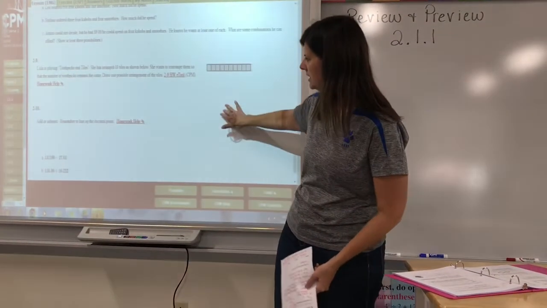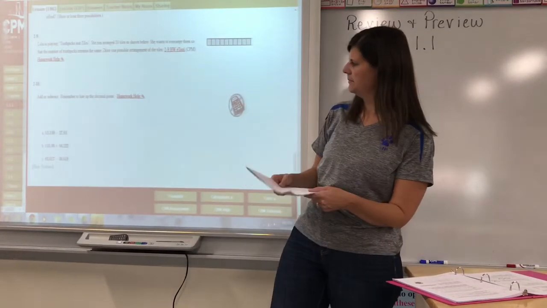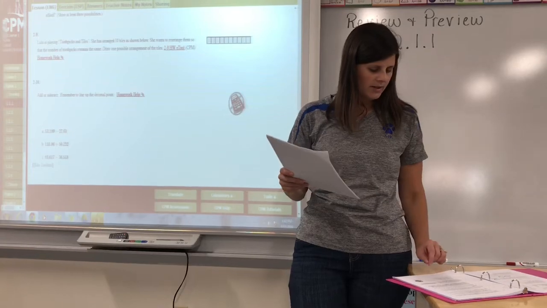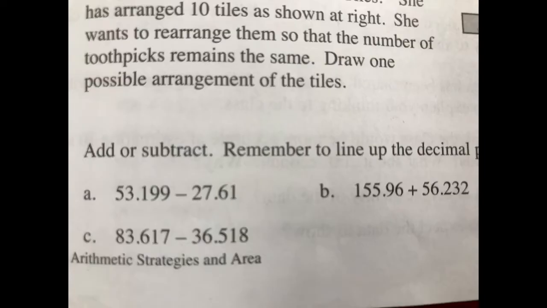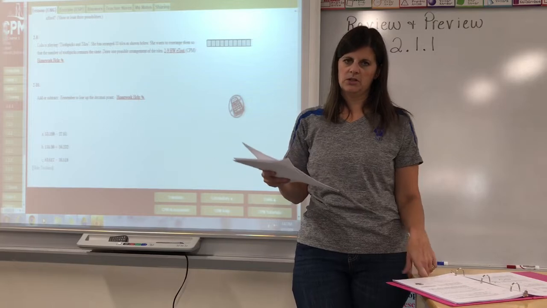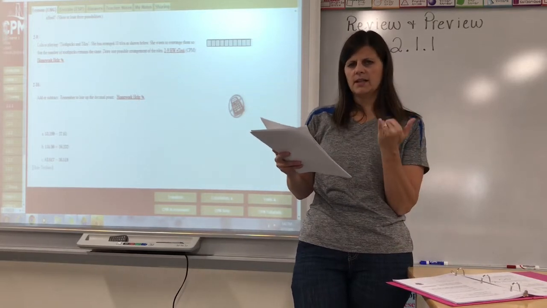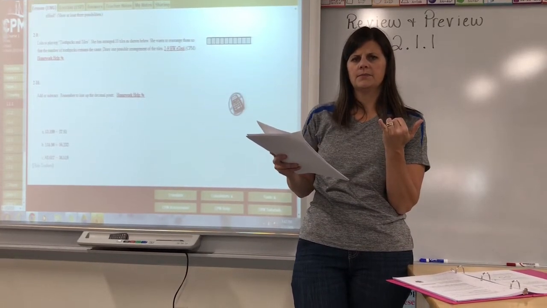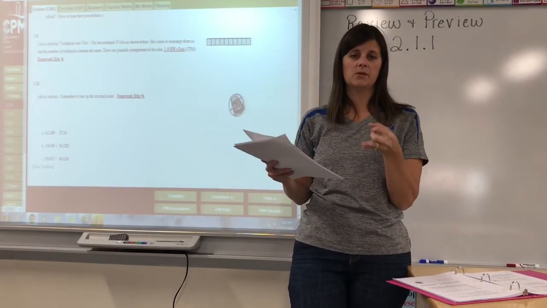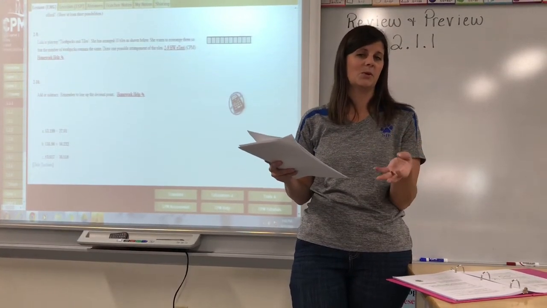Then the last one that we see, question 10, should be something that seems easy and familiar. You've got some decimals that you are going to add or subtract, and it says remember to line up the decimal point. That is the biggest mistake I see 6th graders make with questions like this. They either forget to line up their digits or their decimal points, and sometimes they'll do that correctly, but they add when they're supposed to subtract or subtract when they're supposed to add.